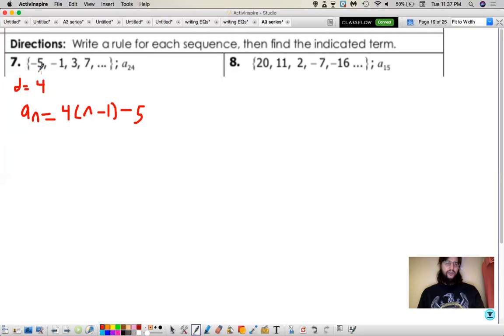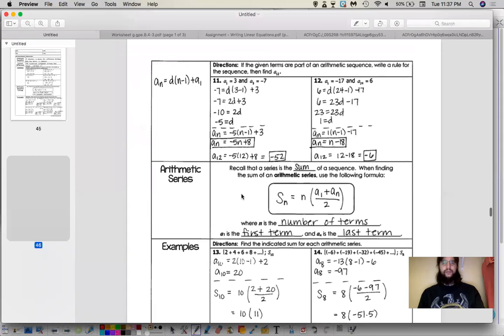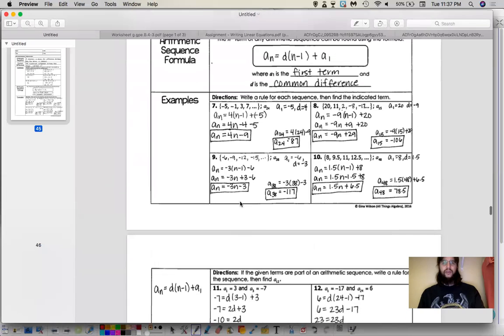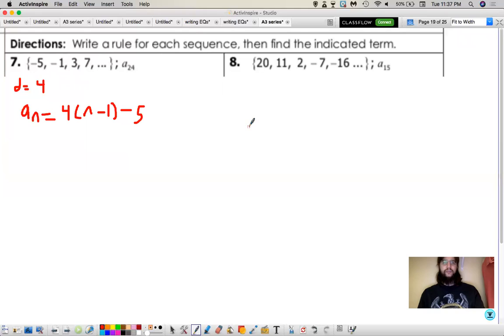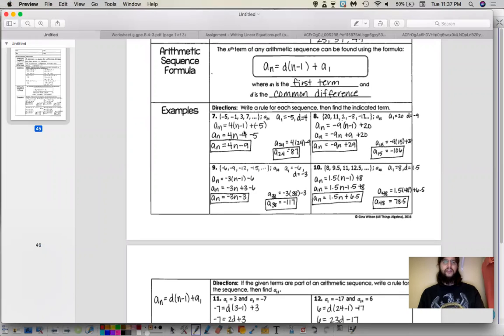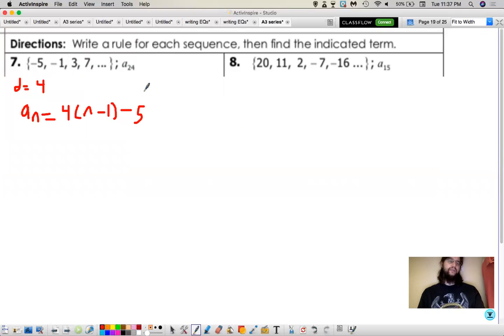I don't know if they want us to write a recursive formula or an explicit formula or just this. Let's see what the book was wanting here. Yeah, that's all it wanted. So that's their rule that we're looking at. Yeah, that's our a1. That's our common difference. Plug it in. Keep going.